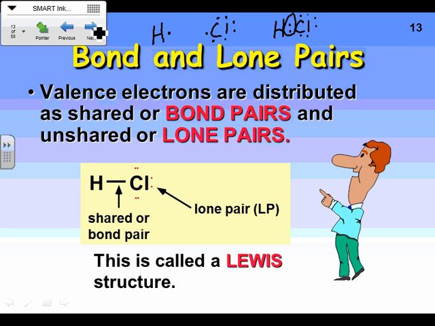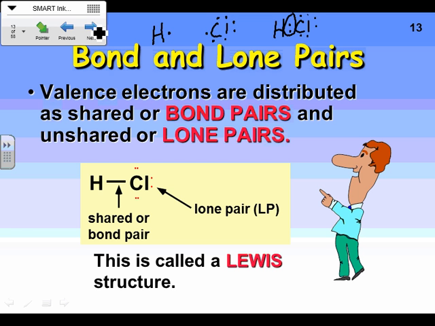Now, a lot of times to show that bond, instead of putting the two electrons in the middle, we draw a line. It means exactly the same thing. Everybody understand that? Instead of drawing the two electrons there, there's this line, and this line really just means there's two electrons being shared. And that's the bond.